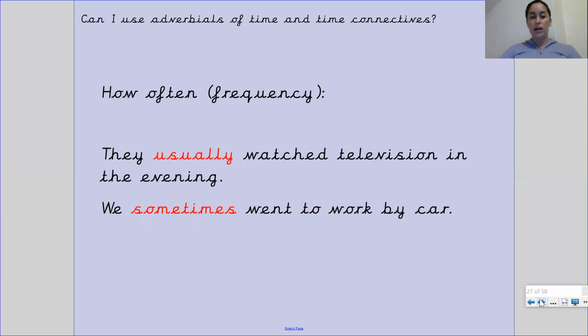And finally, how often. So these adverbials of time tell us how often something is happening. They usually watch television in the evening. Usually gives us an idea of how often they watch television in the evening. We sometimes went to work by car. Again, giving us an idea of how often something is happening.